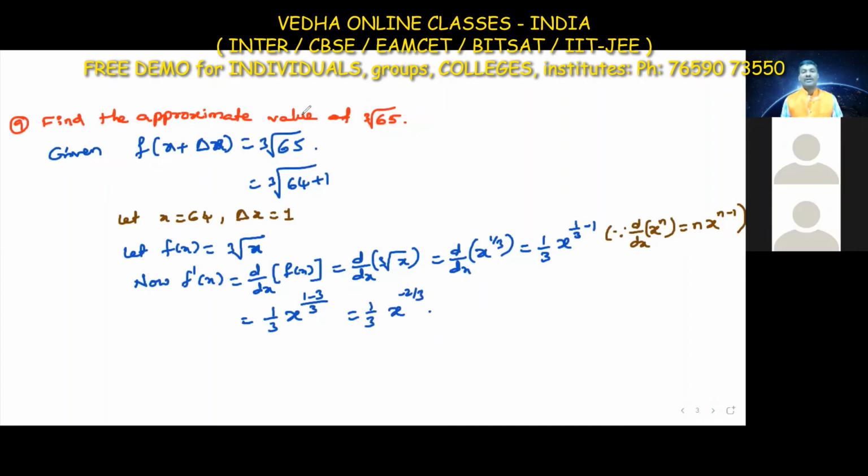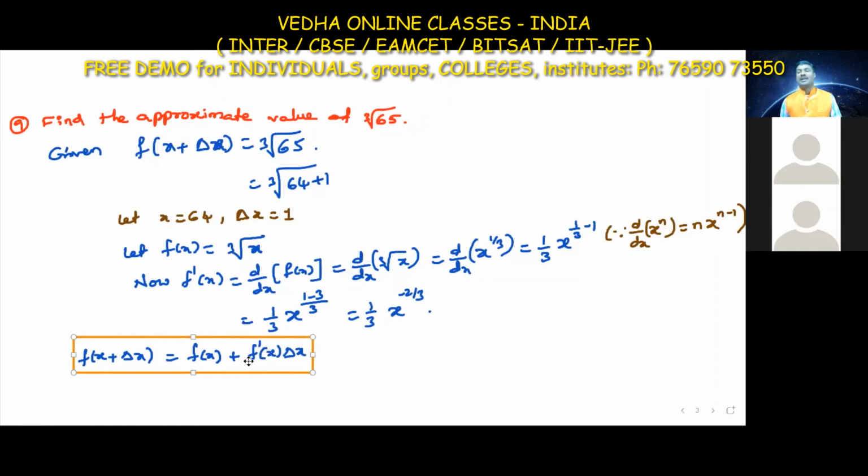Now we have a formula. Here f of x plus delta x is equal to f of x plus f dash of x into delta x. This is the formula. What is the formula? f of x plus delta x is equal to f of x plus f dash of x into delta x. Once again, repeat with me.